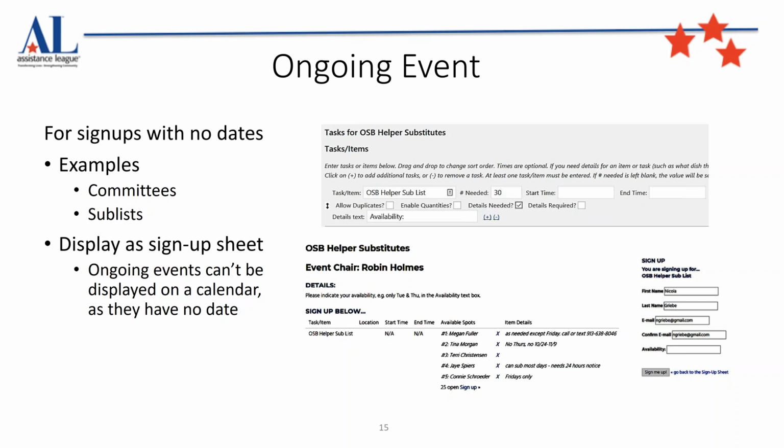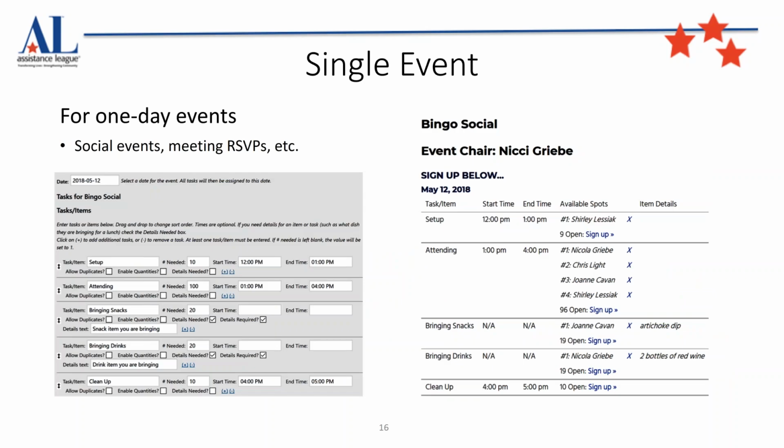Here's an example of a single event. These are for one-day events. For example, say a social that's on one day or meeting RSVPs. They have one date associated with them. You enter it at the top here, and then the tasks below.